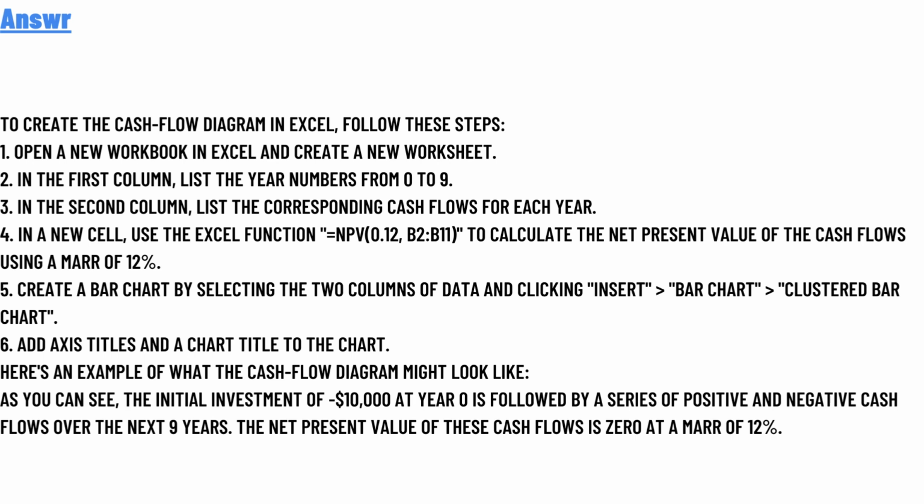As you can see, the initial investment of $10,000 at year 0 is followed by a series of positive and negative cash flows over the next 9 years. The net present value of the cash flow is 0 at a MARR of 12%. So that's the answer to the question.